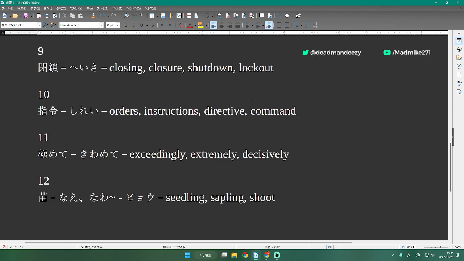Number 9 is heisa. Hei on the left side for closing and sa on the right side for chains. This is a closing off by chains or locking out. Shutdown, closure, or closing is heisa. Heisa is shutting out with chains or lockout. Shutdown, closure, or lockout.